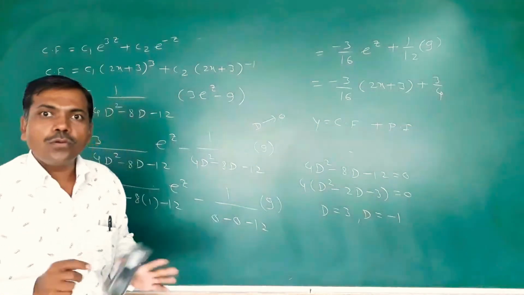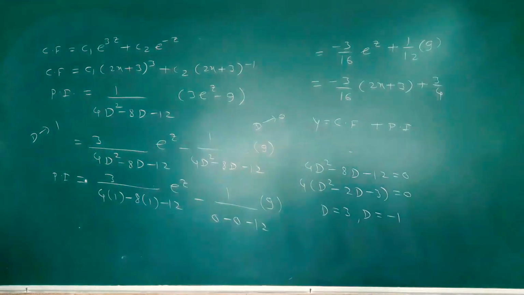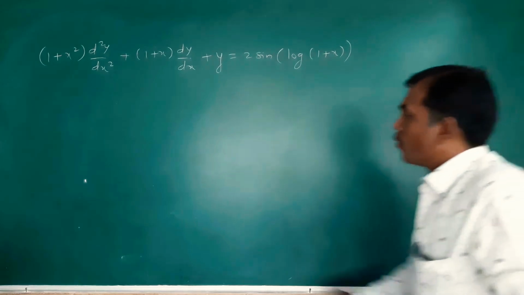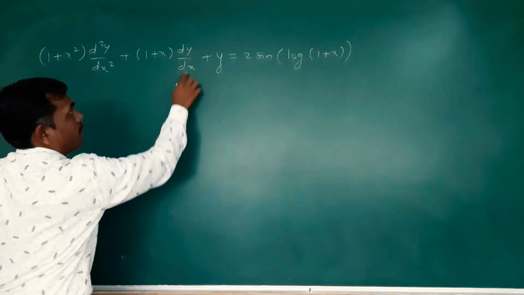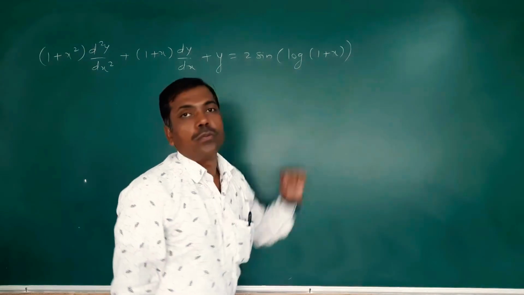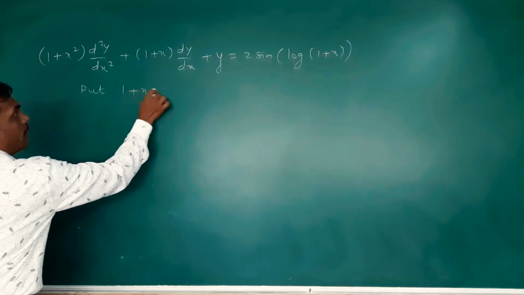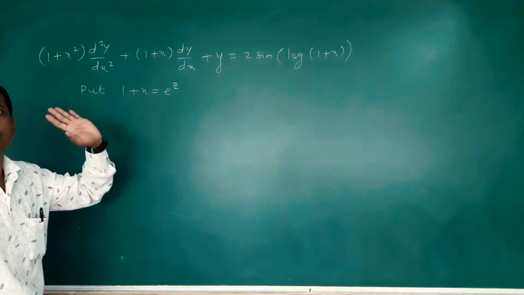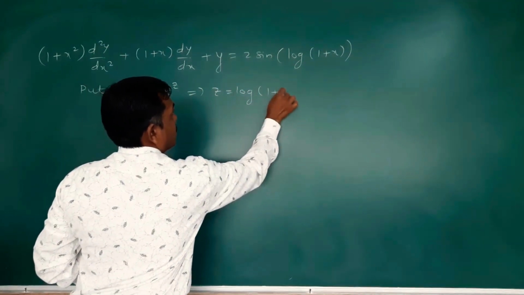Understood? Now we will take one more example to clear our concept. So our next example is 1 plus x squared d2y by dx squared plus 1 plus x dy by dx plus y is equal to 2 sine of log of 1 plus x. Right? So here the substitution is, put 1 plus x is equal to e raised to z, or x plus 1 is equal to e raised to z. So z is equal to log of 1 plus x.